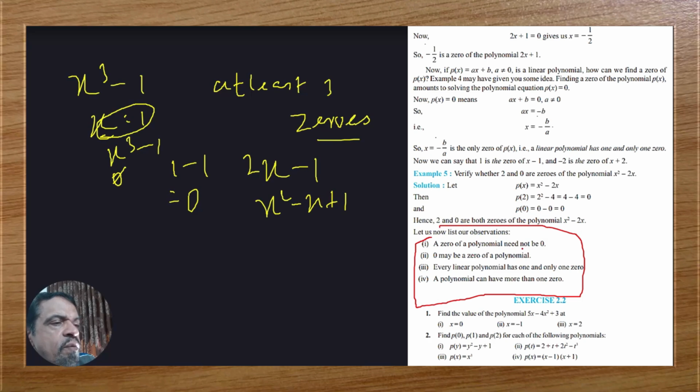A 0 of a polynomial need not be 0. 0 जो polynomial का जरूरी नहीं कि 0 ही numeral हो. 0 may be the 0 of a polynomial. Every linear polynomial has one and only one 0. A polynomial can have more than 1 zero. एक से ज़्यादा भी हो सकता है. So this exercise is based on this concept.